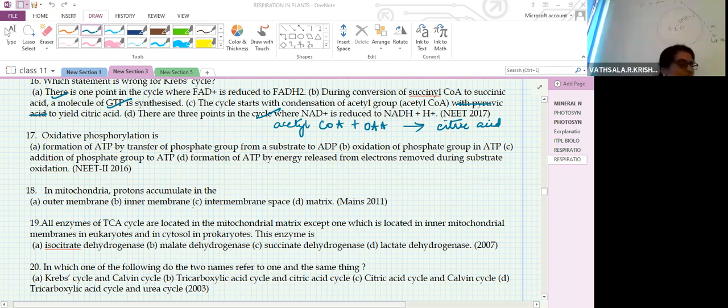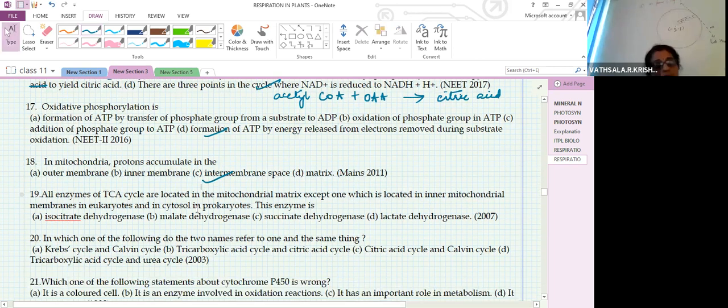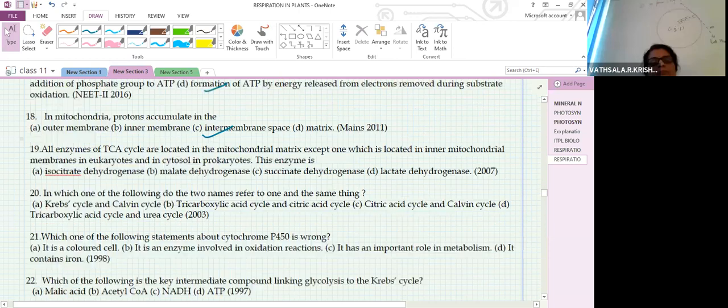In mitochondria, protons accumulate in. This is also an easy one. Outer membrane, inner mitochondrial space, and matrix. There are only 4 spaces. Inner mitochondrial space, I know this is an easy one. Okay, next one is a good one. Let me see who is interested to answer or has understood everything so that I'll come to know. 19th question. Good one.